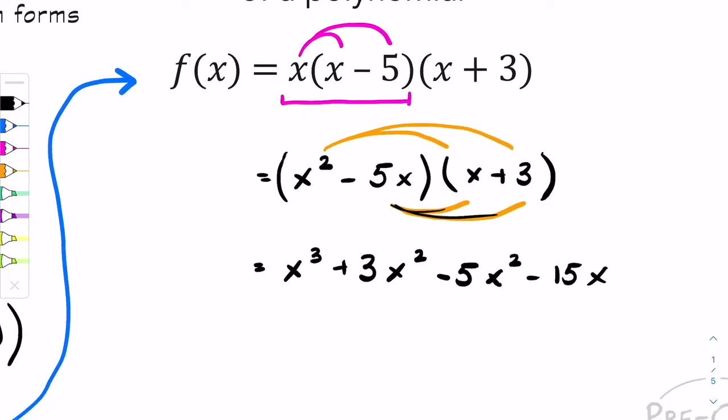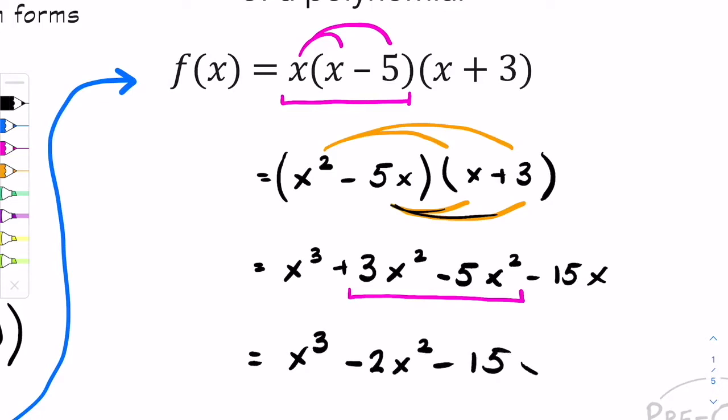I'm going to multiply any common terms together. The only common terms that I have are 3x squared minus 5x squared. So my final multiplied answer, or standard form answer, is going to be x cubed minus 2x squared minus 15x.